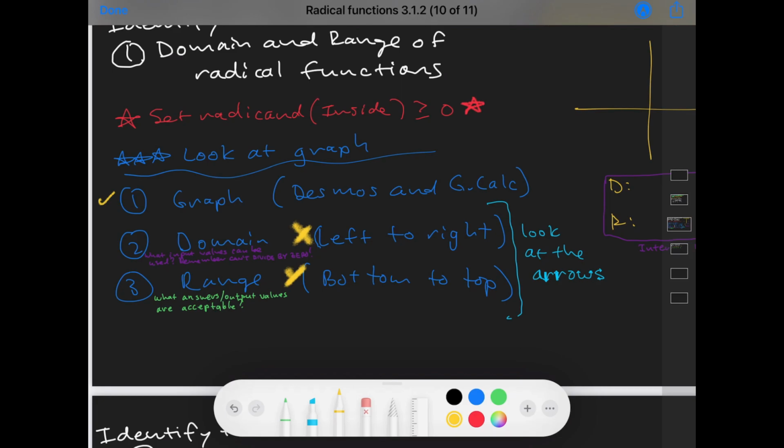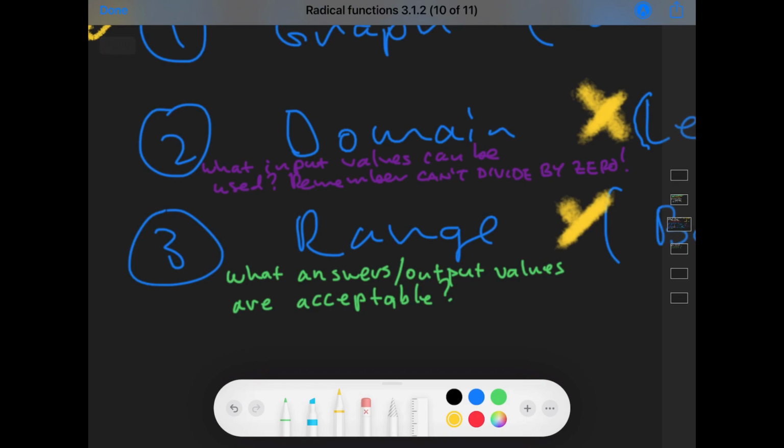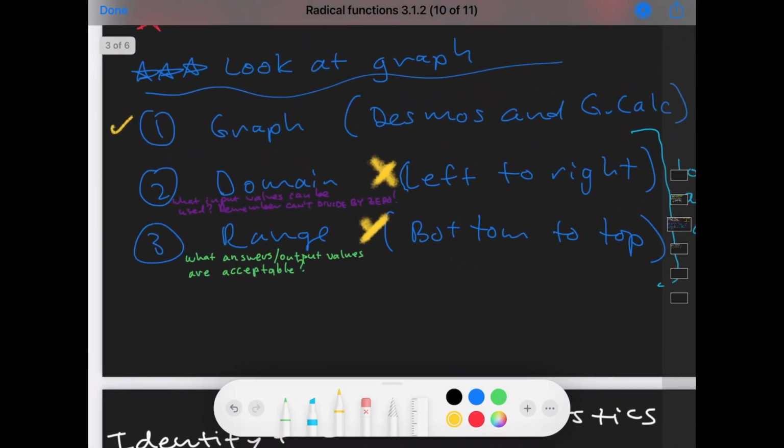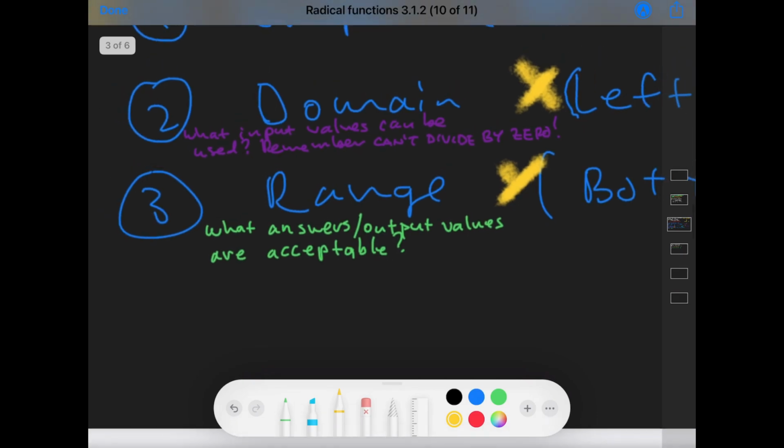Step number two, we're going to look at the domain. And the domain in a graph is just looking at the x-coordinates. That's just going from left to right. And the question I have here is what input values can be used? Remember, you cannot divide by 0. On the graph, we're going to go left to right. And then our range, which is our y values, we're going to go from bottom to top. And there in green, I have a question, what answers or output values are acceptable?